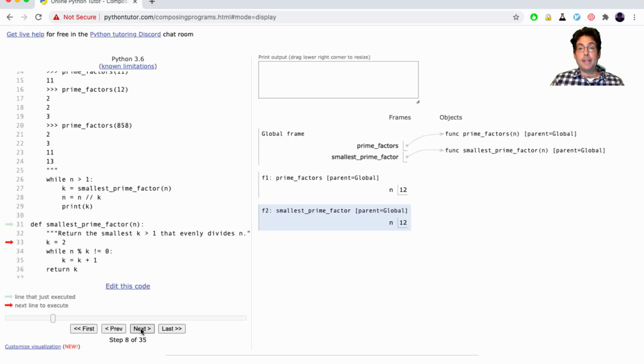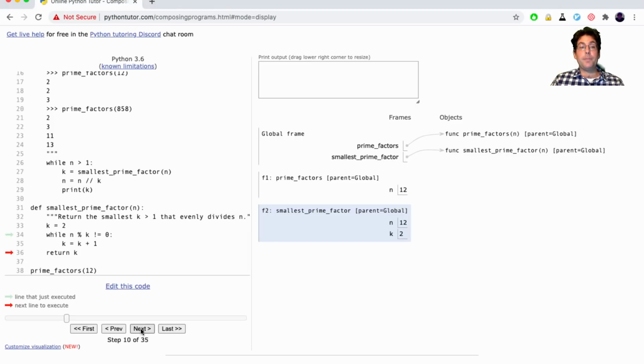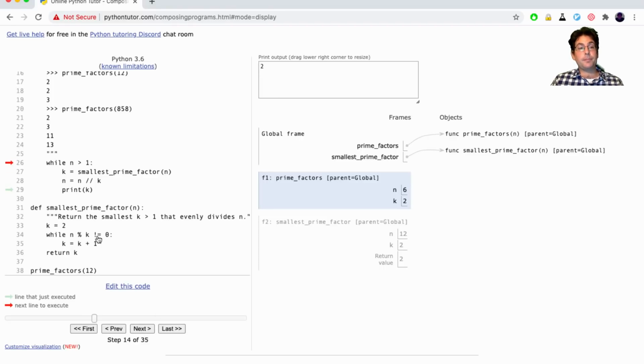So it needs to find something that divides into 12. 2 does, and so it returns 2. So k is the smallest prime factor of 12. And then we change 12 to 6 by dividing by 2. And we print out the number 2. Now we go through this while statement again, finding the smallest prime factor for 6. That introduces another frame where n is 6, and the return value again is 2. So another 2 gets printed out, and now we're going to try to find the smallest prime factor of 3.